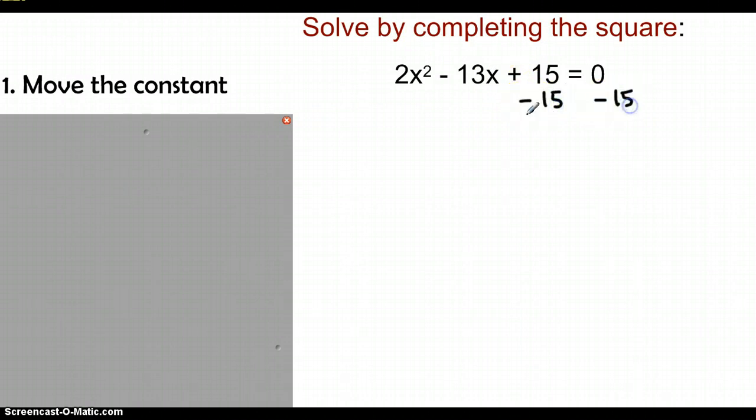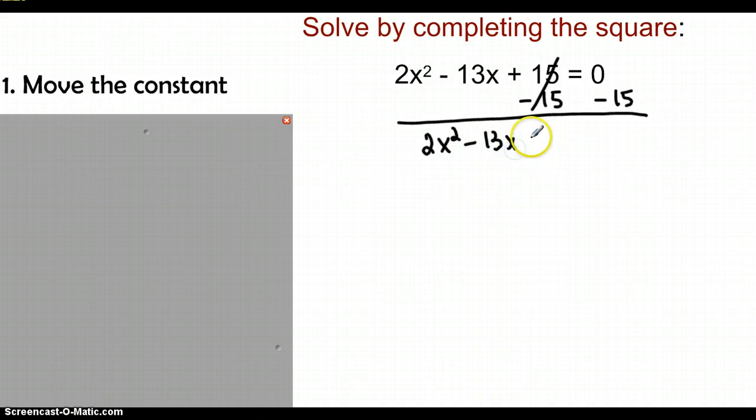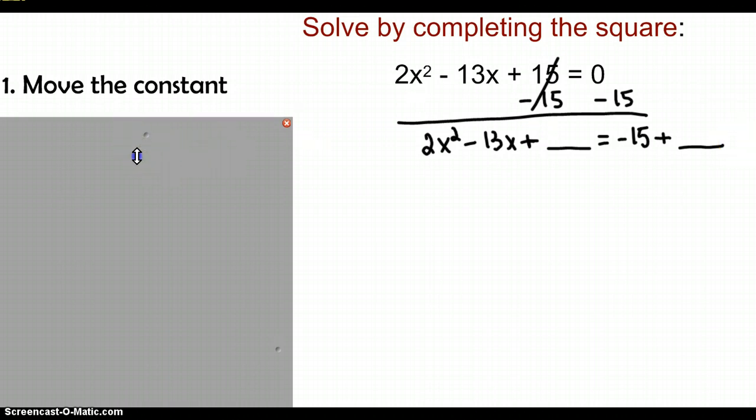Remember, I encourage you to show all your work, so hopefully we're minimizing our Algebra 1 mistakes. 2x squared minus 13x, and I'm going to leave a blank here because I'm going to be adding something to that side. And if I add something to one side, my addition property of equality says I have to add it to the other. So it'll be negative 15 plus blank on the right hand side.